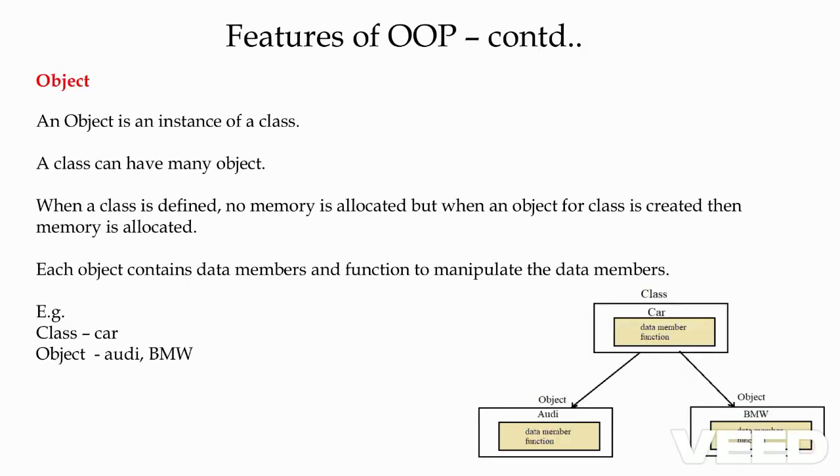Next, we are going to see about what is an object. An object is an instance of a class. It is a real-world object that shares two characteristics, state and behavior. A class can have many objects. When a class is defined, no memory is allocated, but when an object for a class is created, then the memory is allocated. Each object contains data and functions to manipulate the data members. Examples of objects: the class is car, and the objects are Audi, BMW.